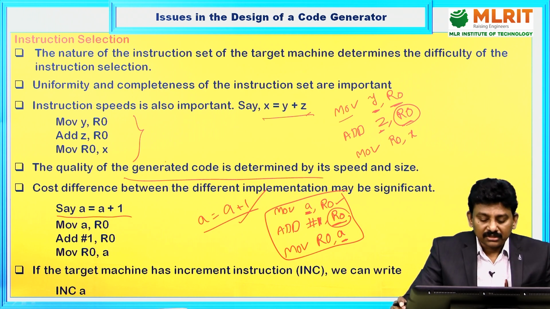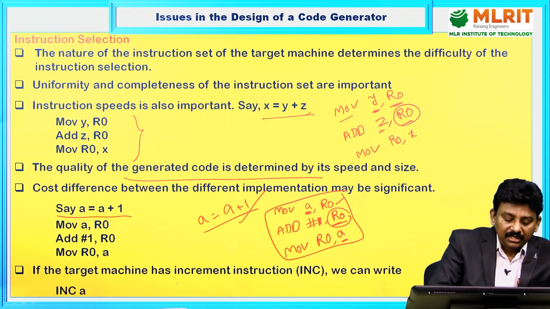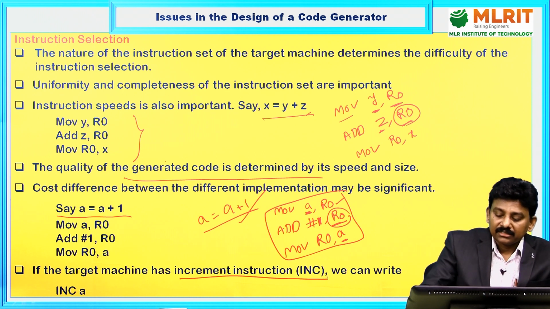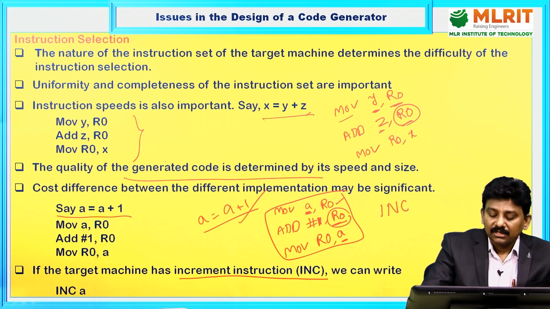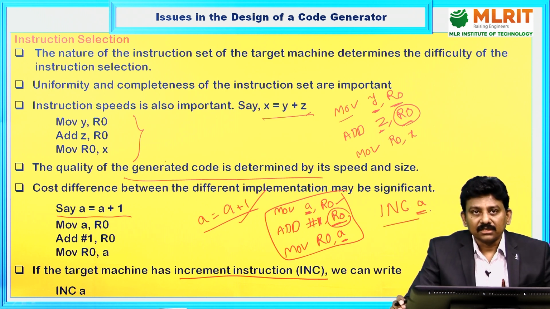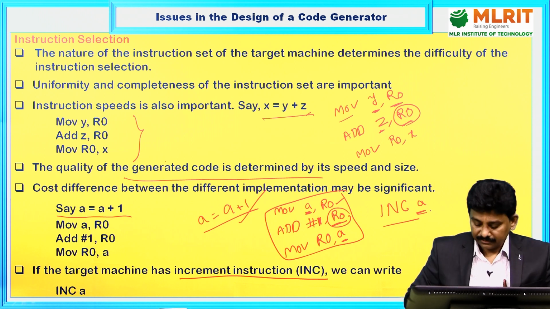Instead of using these 3 instructions, if the target machine has an increment instruction like INC, we can directly use INC A, that is, the increment instruction. It will increment the value of A by 1.